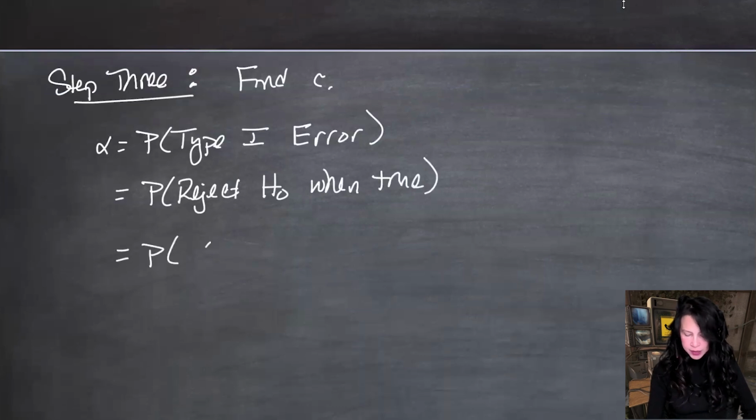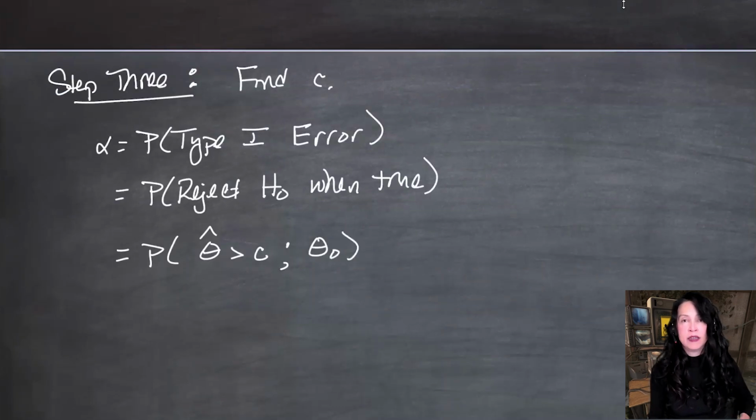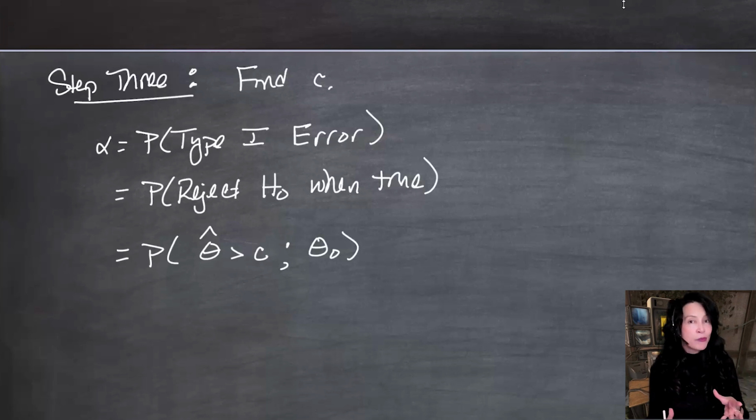Rejection for us means that the MLE turns out to be greater than this cutoff C. When it's true means the parameter is theta naught. That's the value given by the null hypothesis. That's the value of theta when the null hypothesis is true. Okay, so how do we compute this probability? We may not be able to do it exactly, and if we can't, then we're going to use asymptotic normality of the MLE. But we might be able to do this one exactly.